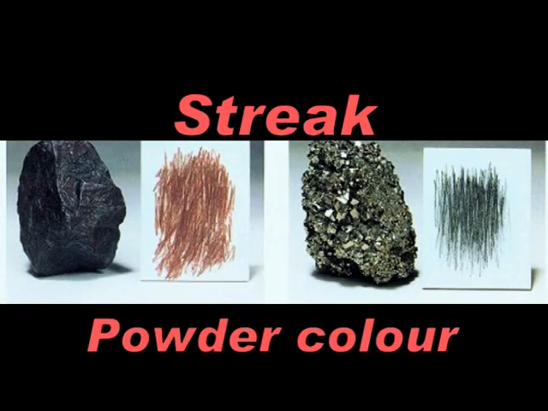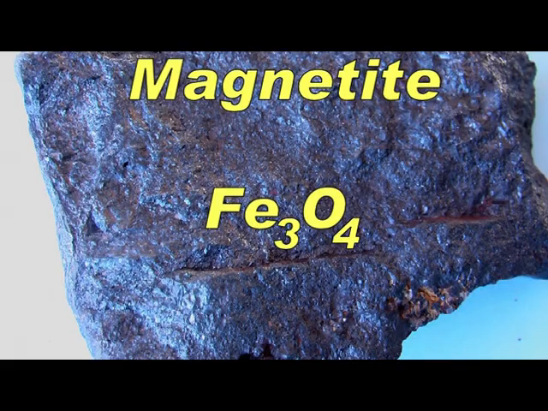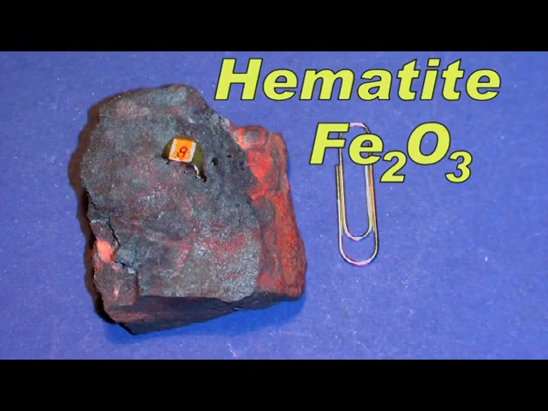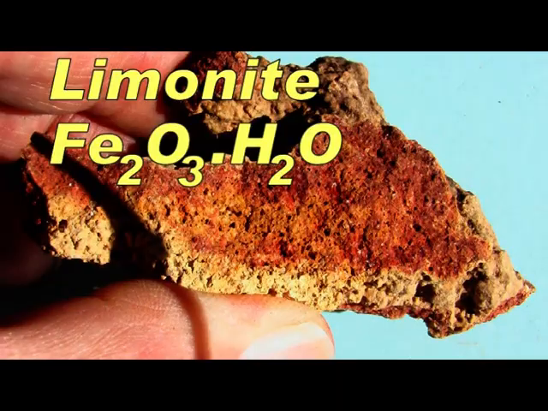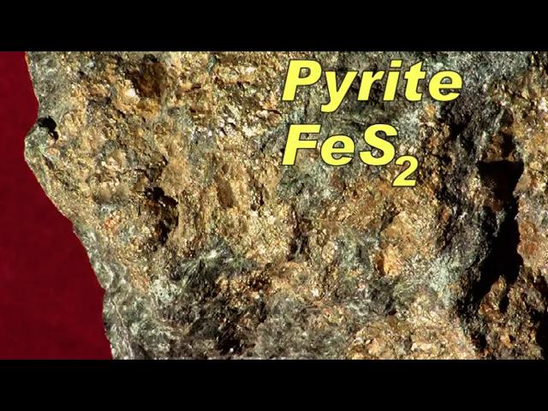There are 4 main iron minerals which are distinguished by the streak they leave on unglazed porcelain. They are magnetic iron ore or magnetite with a black streak, hematite, the most used ore with a cherry red streak, limonite with a yellow-brown streak, and pyrite or fool's gold with a green-black streak.